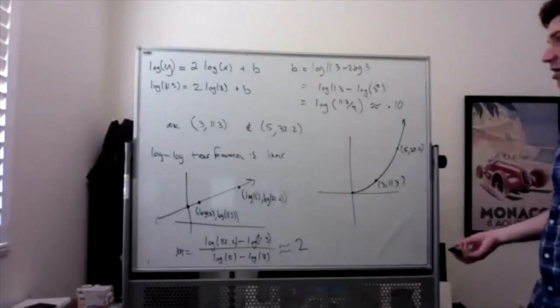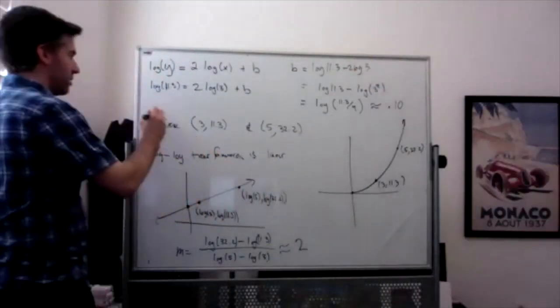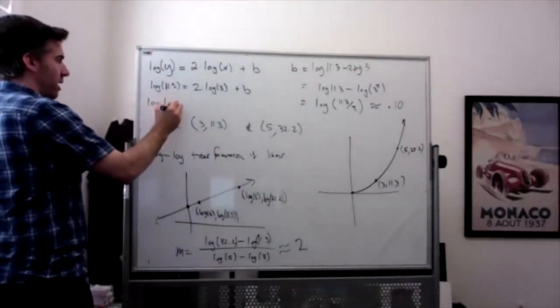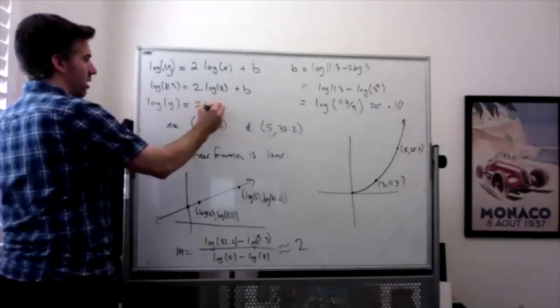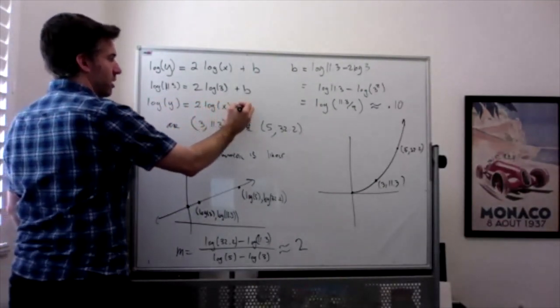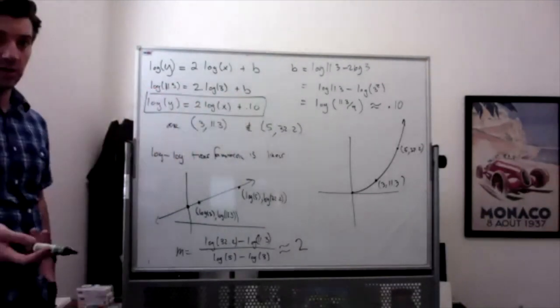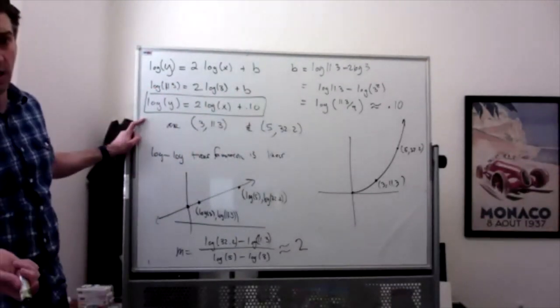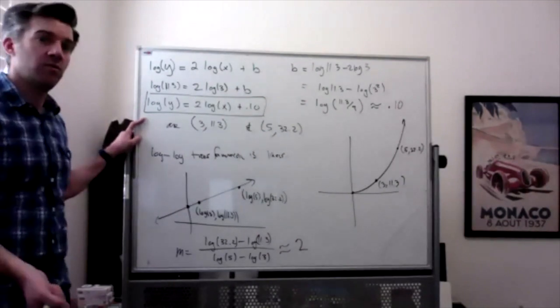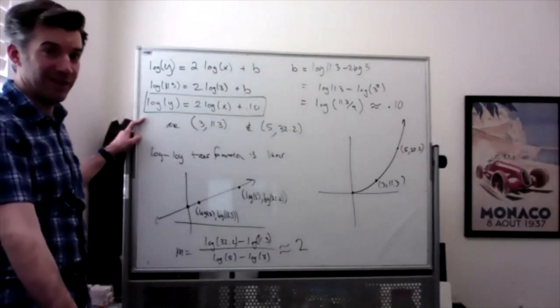So then we could say we've got log of y equal to 2 log of x plus 0.10. And then we could do the normal transformation, writing both of these as powers of 10 and solving for y. Which again, I'm not going to do because we've done it enough, I feel like.